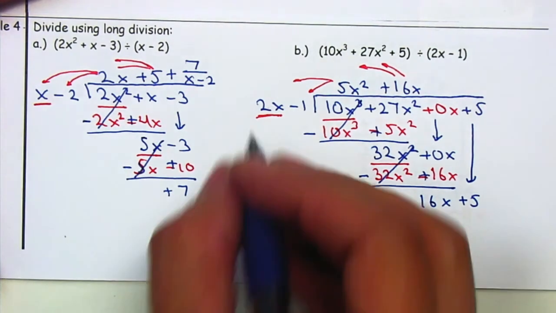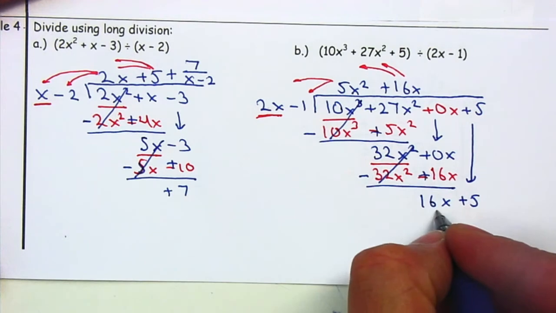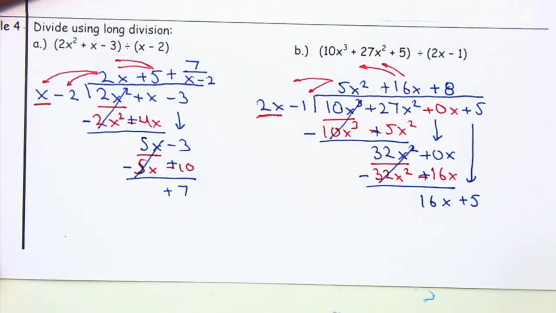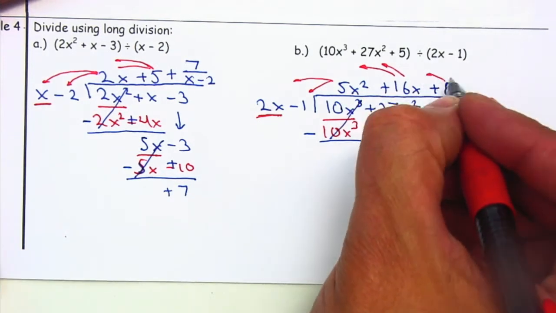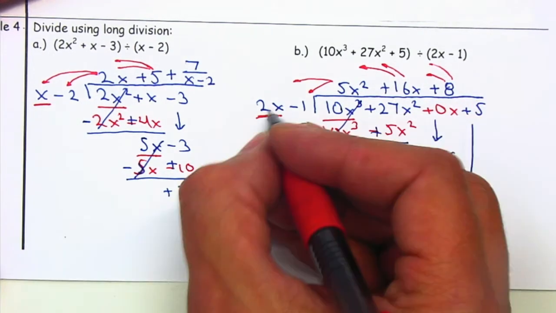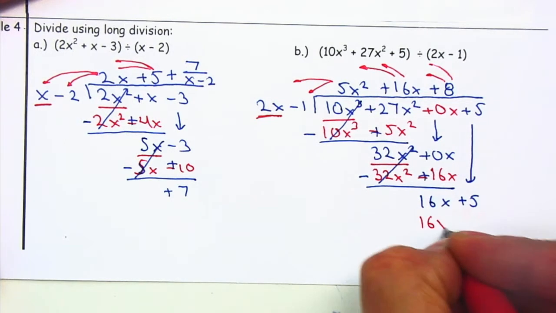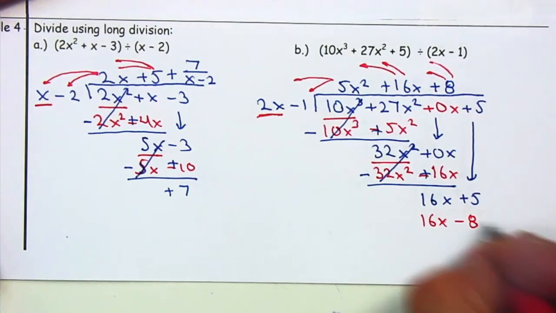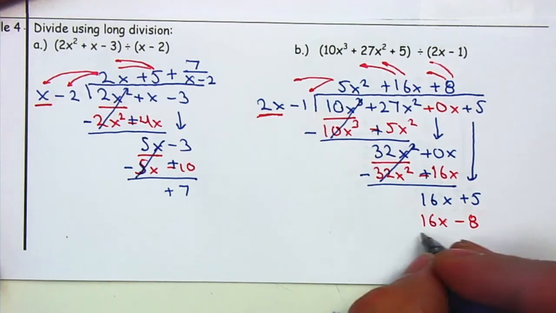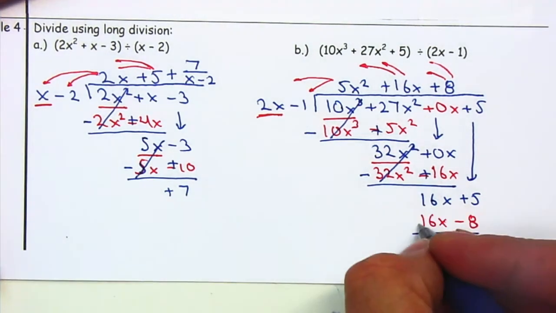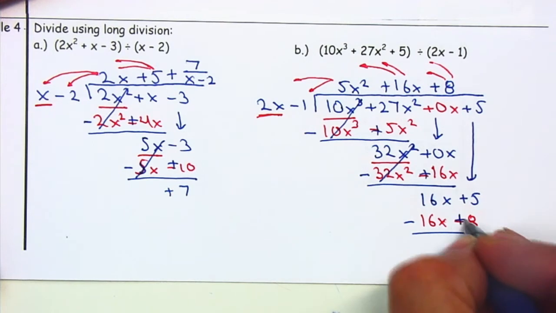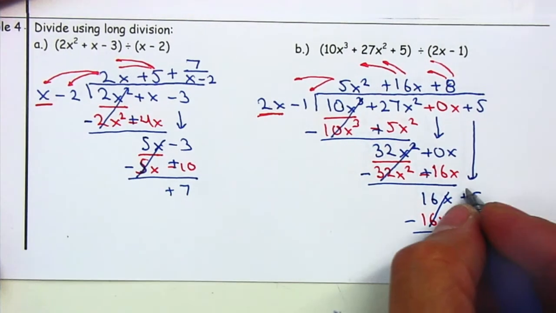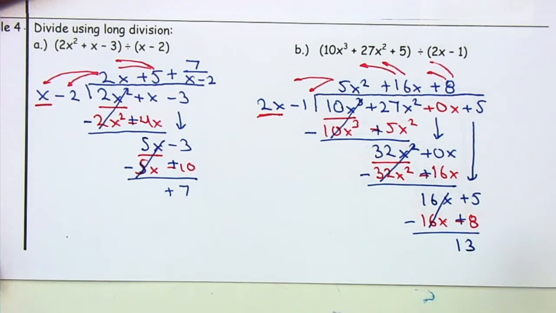Go through the same process. What do I need to multiply 2x to get 16x? Positive 8. I'm going to distribute that positive 8 times each one of them. 8 times 2x will give me 16x. 8 times negative 1 will be negative 8. And I change the signs. That's a positive, becomes a negative. That's a negative, becomes a positive. This will always cancel. 5 plus 8 will give me 13.